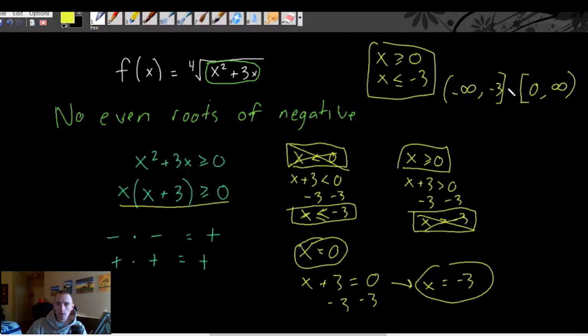And then what we want to do is put a capital U. It's called a union sign. Basically, the domain of our function is going to be the union of these two intervals. In other words, any x value within this interval or this interval will be included in our domain. So this would be the final answer for this one.